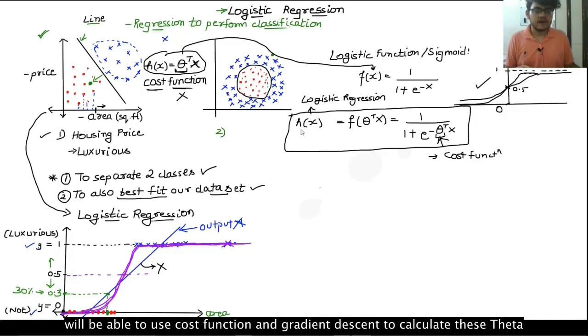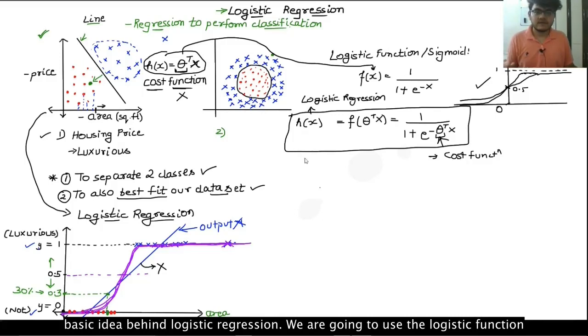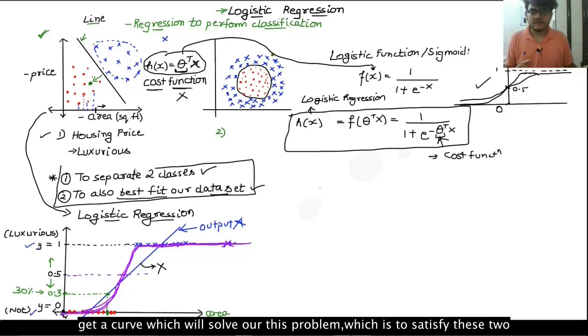We will get our curve which will best fit all the points and minimize the cost. If you put these theta parameters in this equation, it will also give you this line, and this line will be able to best separate our data set. So this is the basic idea behind logistic regression. We are going to use the logistic function and a sort of combination of linear regression to get a curve which will solve this problem, which is to satisfy these two conditions.